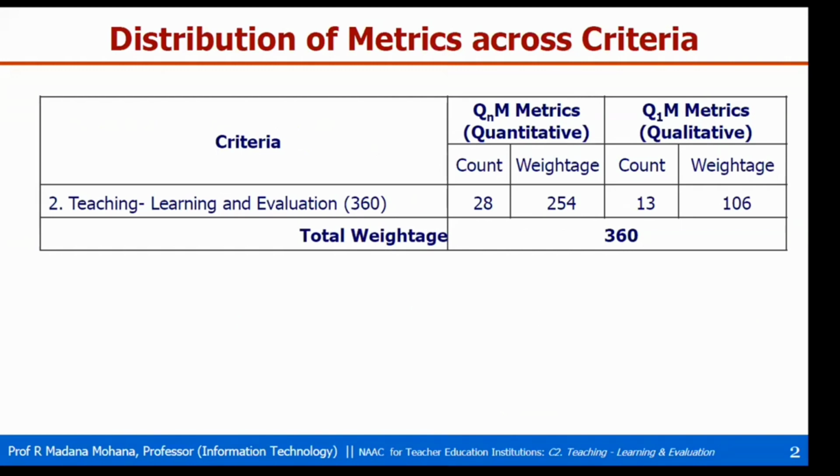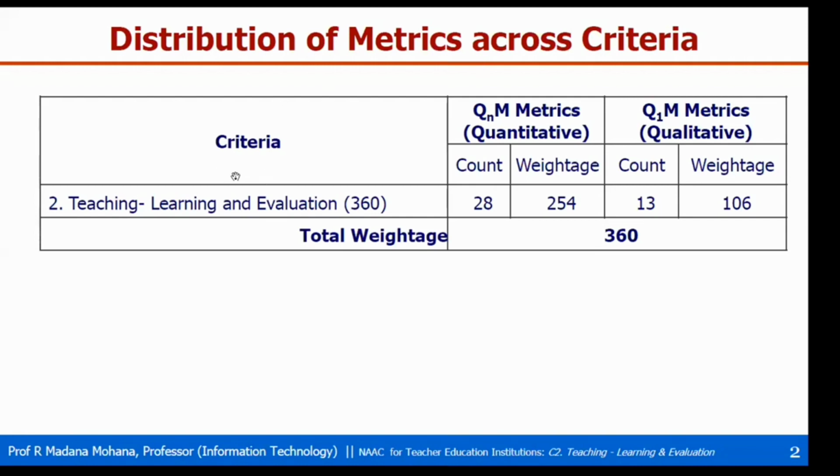All the quantitative metrics are evaluated online through the DVV process, data validation and verification. All the qualitative metrics are evaluated through the NAAC peer team visit. They will visit our campus, physically verify, and assess during interaction with various bodies. In the entire NAAC process, out of 1000 points, 70% will be evaluated by DVV online. All are quantitative metrics. The remaining 30% are qualitative metrics, evaluated during the NAAC peer team visit to the campus.